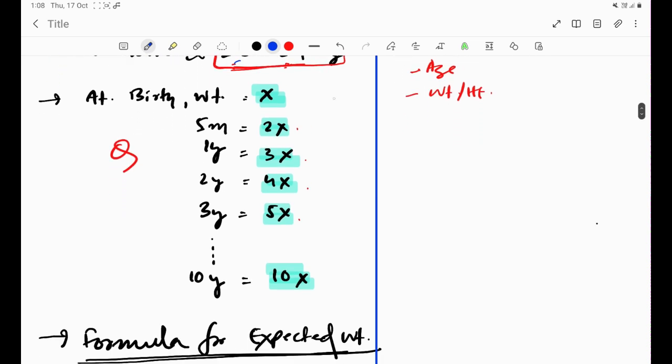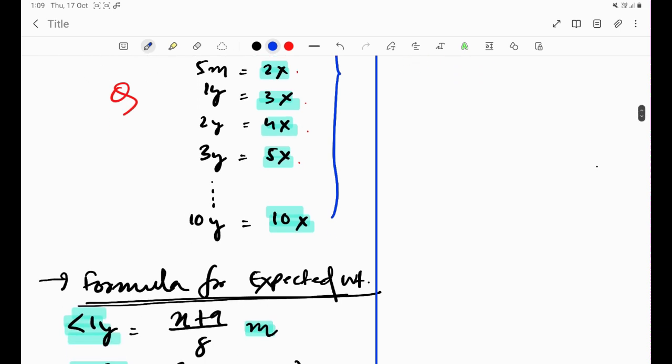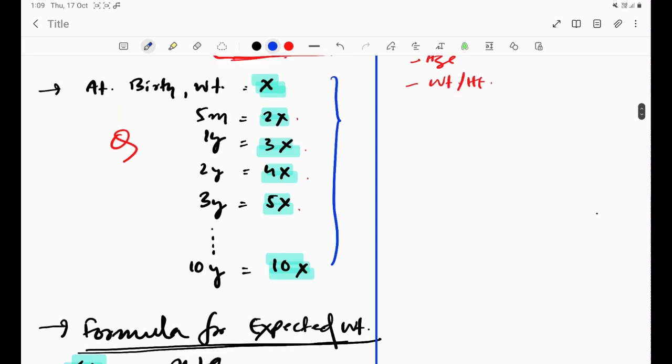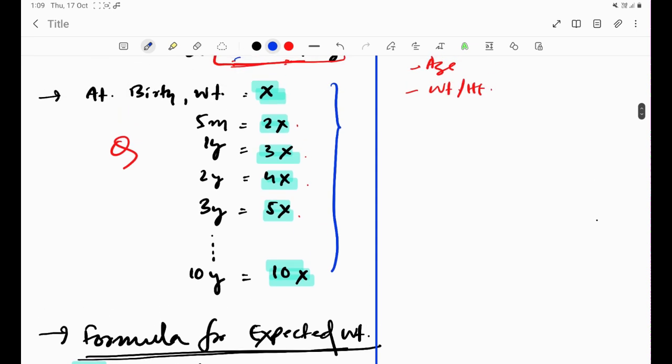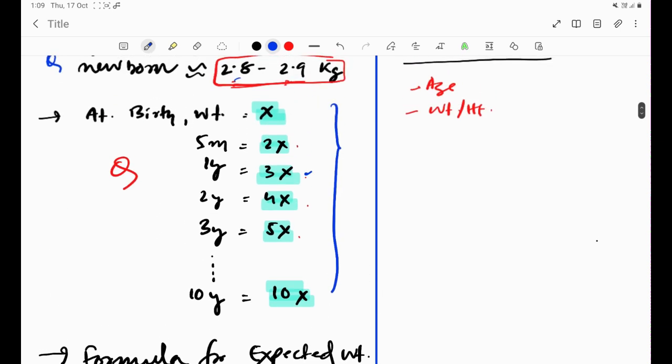This is a very important chart. You have to remember it, as it has been asked. How the birth weight gets multiplied with age: if the birth weight is X kilograms, then by 5 months it becomes 2X, at 1 year it becomes 3X, at 2 years 4X, at 3 years 5X, and so on. By the age of 10 years it becomes 10X. So in the question, they'll give the birth weight and ask what the weight of the child is at 1 year of age. You just have to multiply and answer. So you have to remember this.